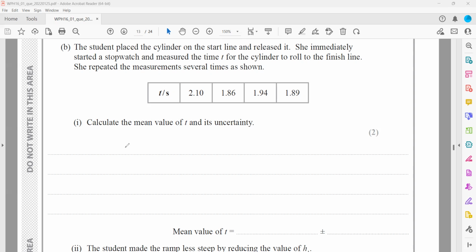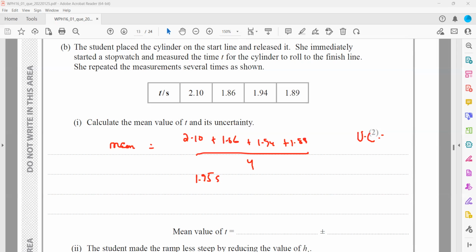So to take a mean or average, this will be 2.10 plus 1.86 plus 1.94 plus 1.89, and then we divide it by 4. This will give us the mean value, which is 1.95 seconds. Then what about uncertainty?